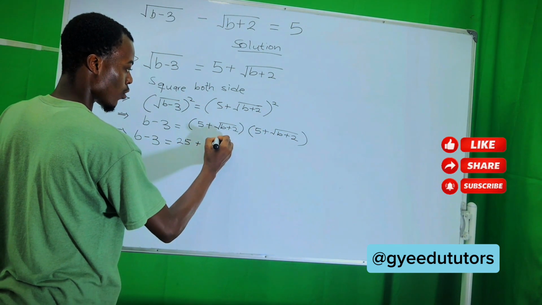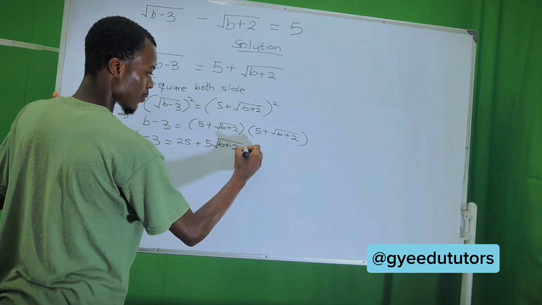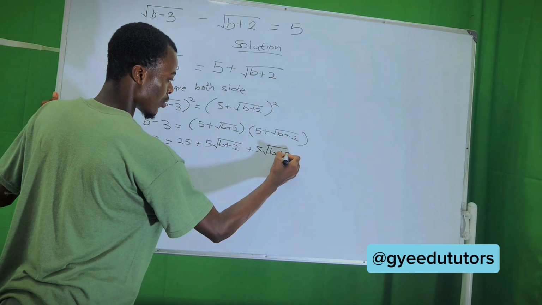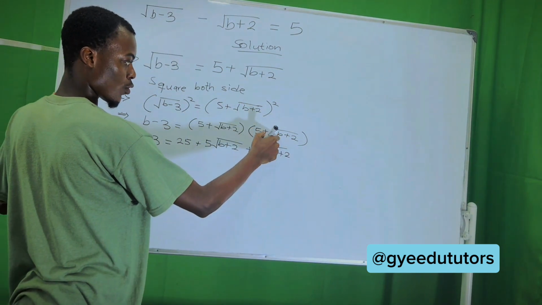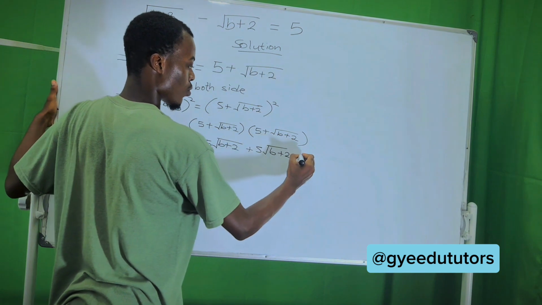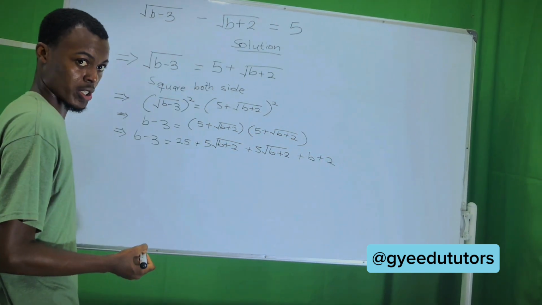is 5 root of b plus 2. Same for this. And now root of b plus 2 times root of b plus 2 becomes a square, which can get rid of the root. So now we have what? b plus 2.